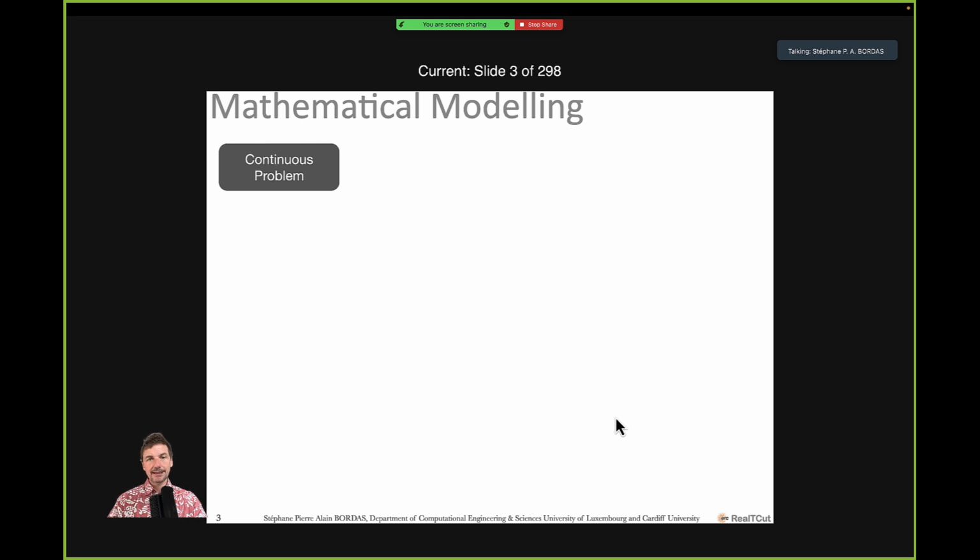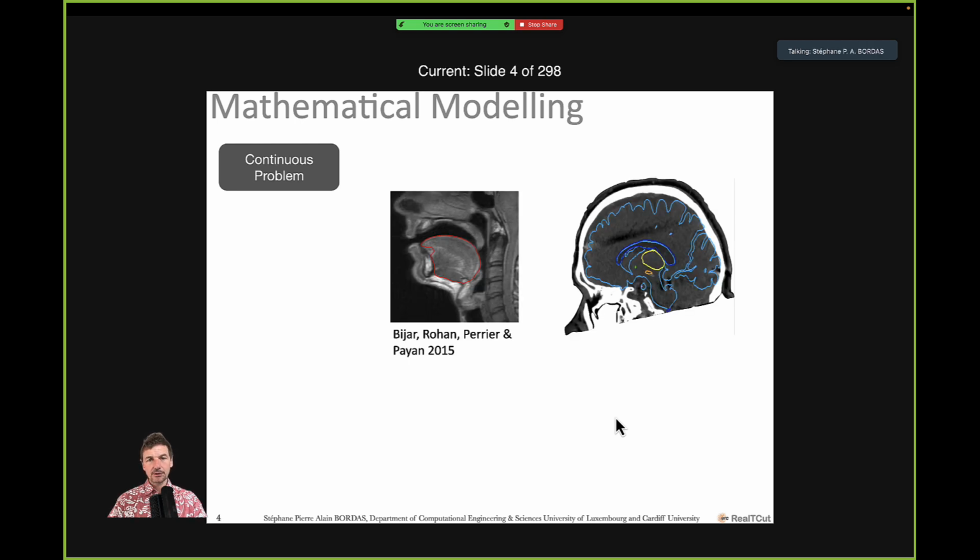So we make the assumption of continua according to Cauchy. So this is here the continuous problem. So let's take an example. Here I took an example from the human body, but it can be an example from aerospace or bridge engineering or dams or whatever topic you think about. At some point the problem has to be defined.